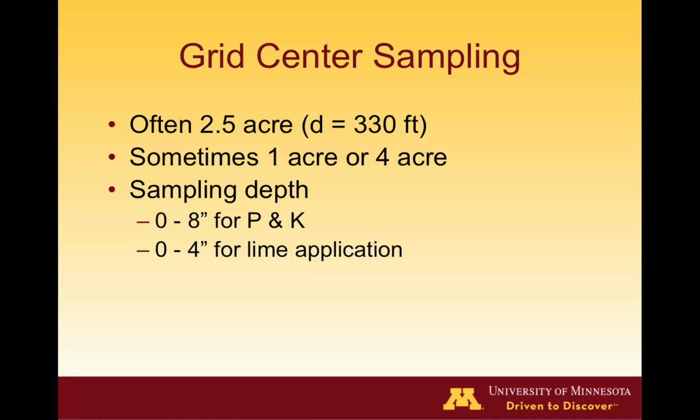Sometimes you can collect samples every 1 acre or 4 acres, and the sample depth depends on what you are sampling, and also on the soil type and soil structure. The normal recommendation for phosphorus and potassium is 0 to 8 inches from the surface of the field. And for lime application, you sample from 0 to 4 inches from the surface.